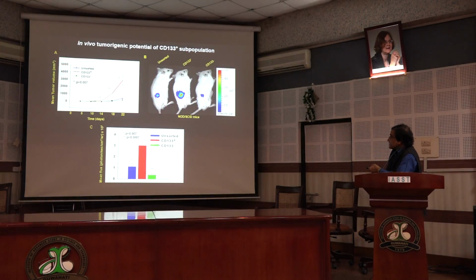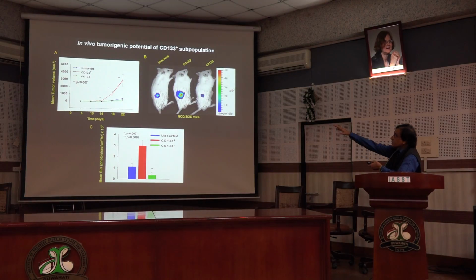And then next, we took CD133 positive cancer stem cells versus CD133 negative or unsorted cells, and independently injected them into the NOD-SCID mice. As you can see, CD133 positive cancer stem cells develop tumor much faster as compared to unsorted or negative cells. And again, these are luciferase-labeled cells, so we used our bioluminescence technology and quantified, and this is the quantification here.